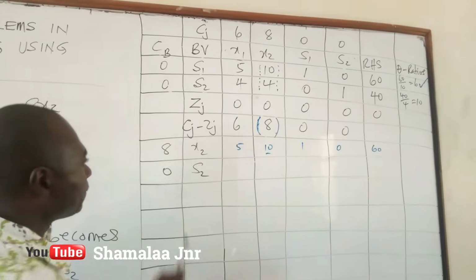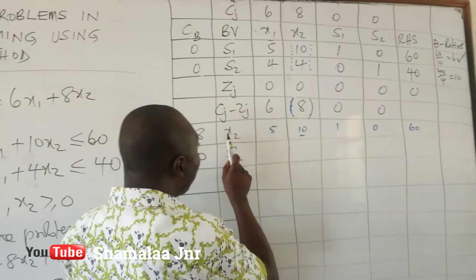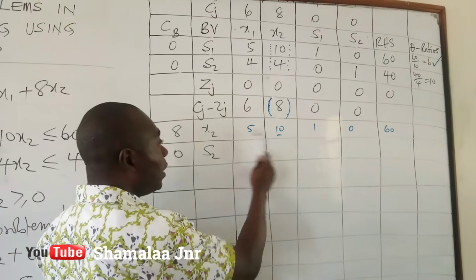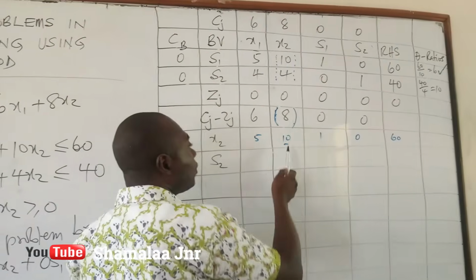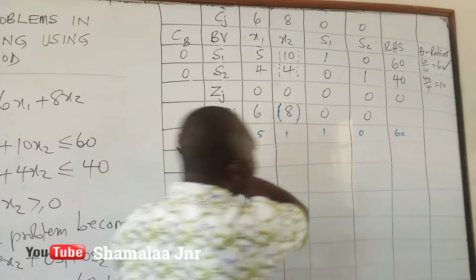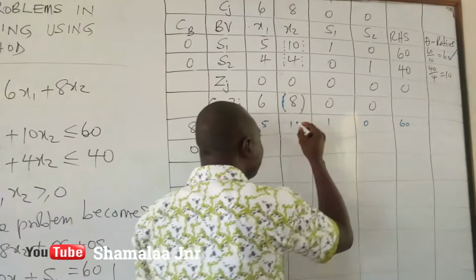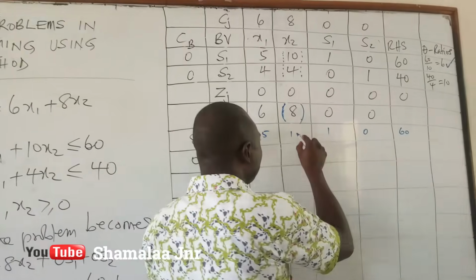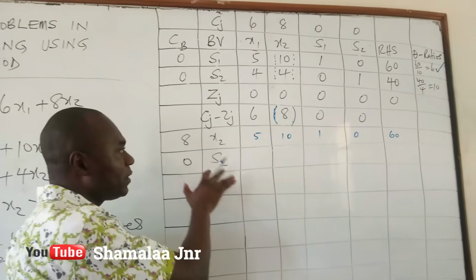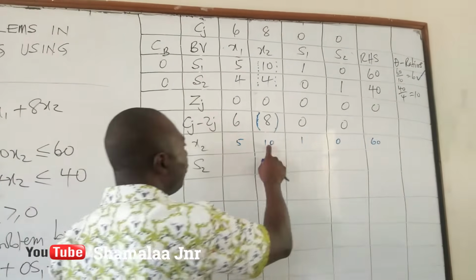Now look at the board. This was the number which was bracketed, the 10. Look at it. X2 versus itself should give you 1, because a basic variable versus itself should give you 1, and this one is 10. If it were 1, then you would just leave the numbers as they are. But the number here is 10, and you can't leave it like this, because a basic variable versus itself should give you 1.